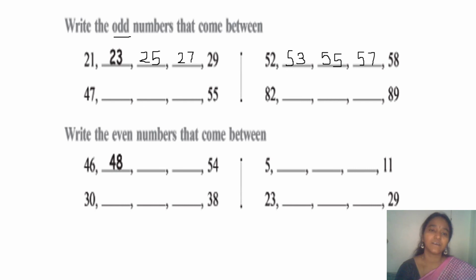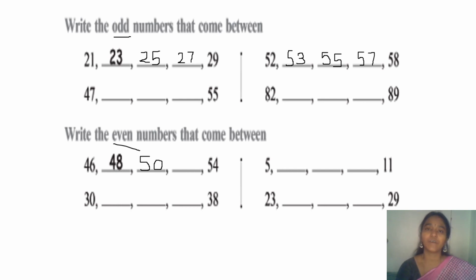Next, write the even numbers that come between 46 and 54. 46, after 46, what is your next number? Next 47, which is an odd. So 48 is written there. After 48, what will come? 49, which is again an odd number, so leave it. So after 49, what will come? 50. 50 is your even number because it is a number ending with 0.